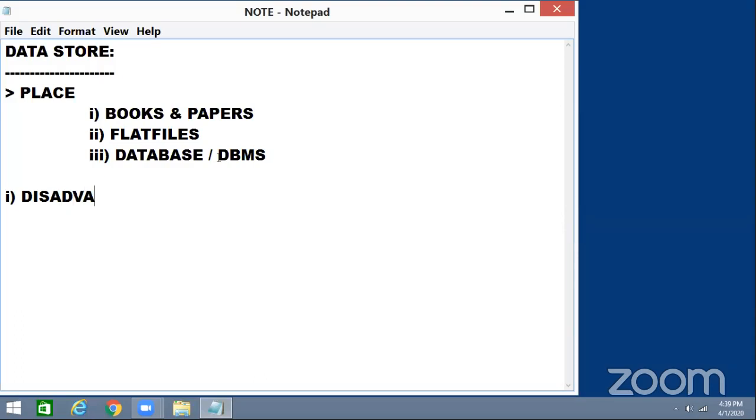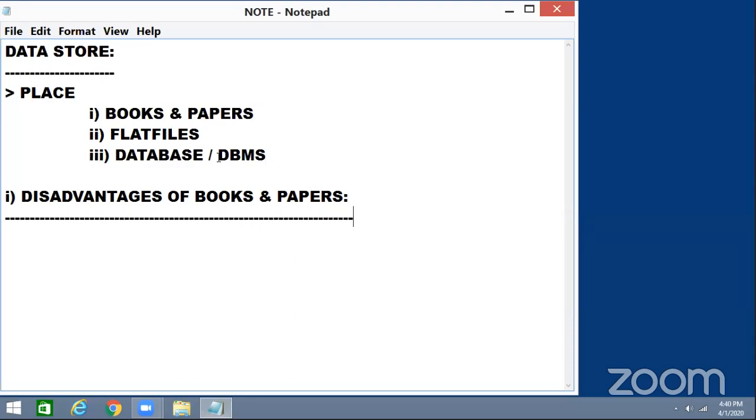Okay, so write down: disadvantages of books and papers. Directly I'm giving this now; instead of advantages, we will see disadvantages. All of you know the first point here. Continue to write down, no problem, you can write the points one by one.